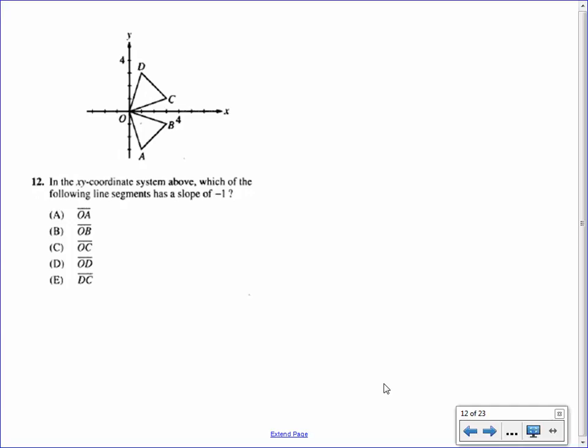This is question 12, test 7, section 7, page 788. It says, in the xy coordinate system above, which of the following line segments has a slope of -1?